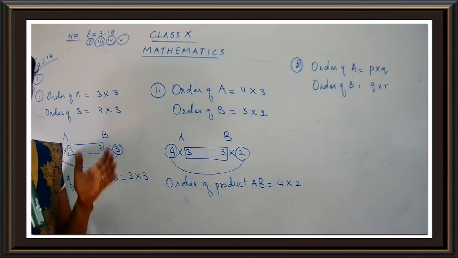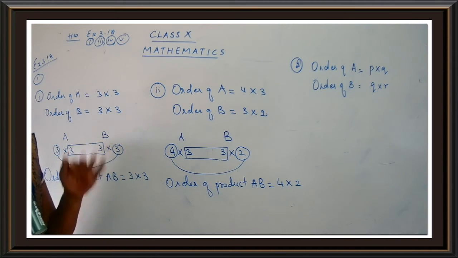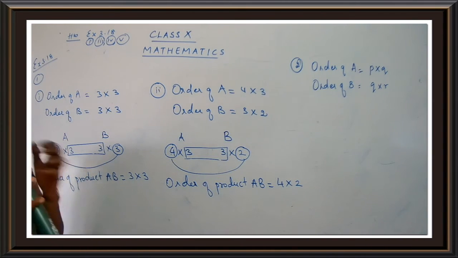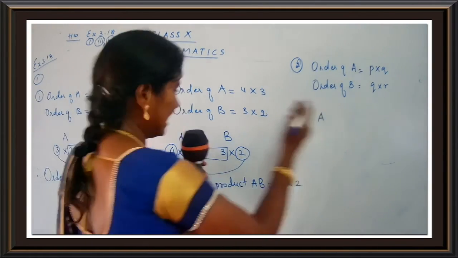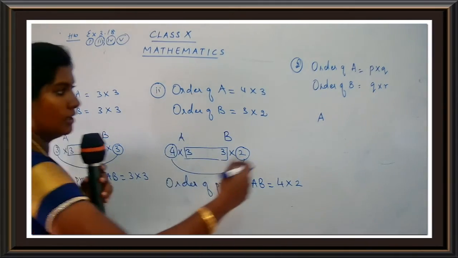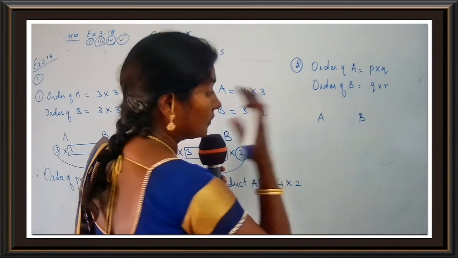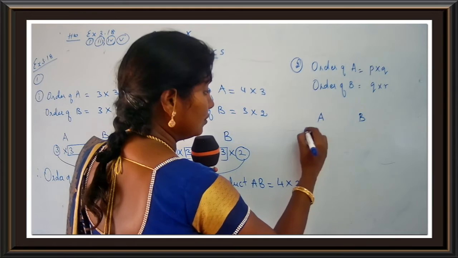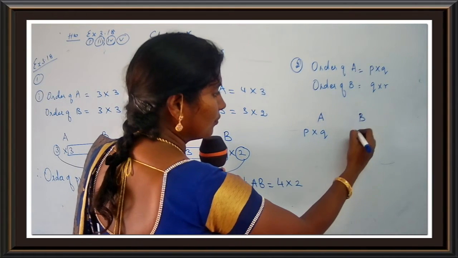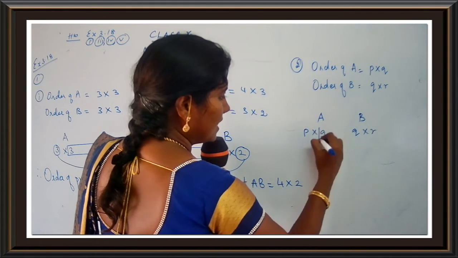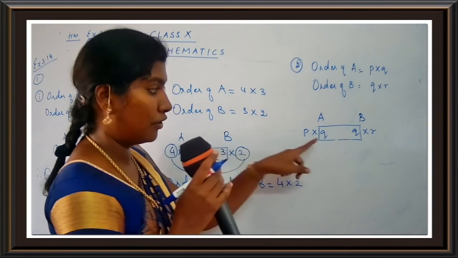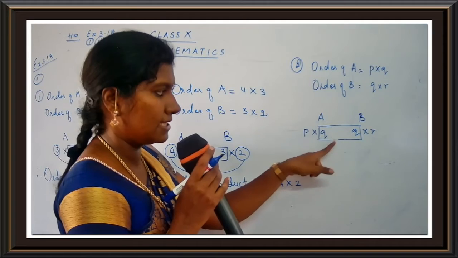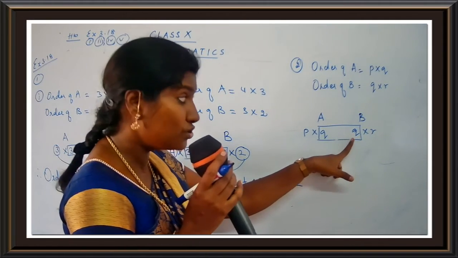The first thing is they are asking you to find the order of AB, and also the order of BA. So first of all, let us find the order of AB. For the order of AB, you have to write down this order, the same order. I am going to follow the same method. I will write AB, P cross Q, Q cross R. Yes, the middle term is equal. That is, the number of columns of A is equal to the number of rows of B.